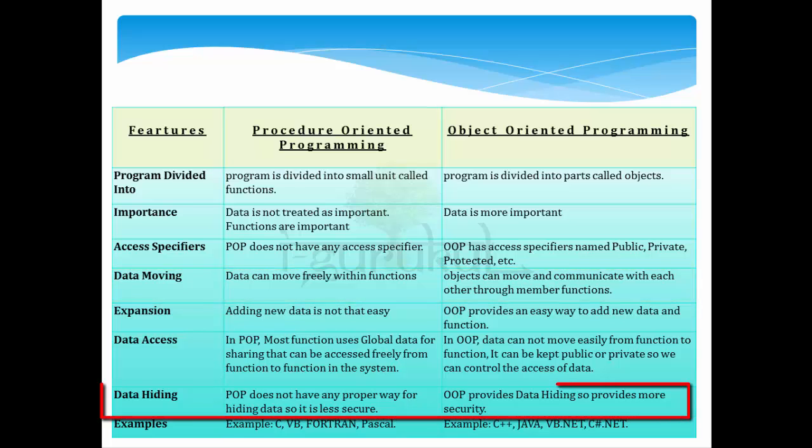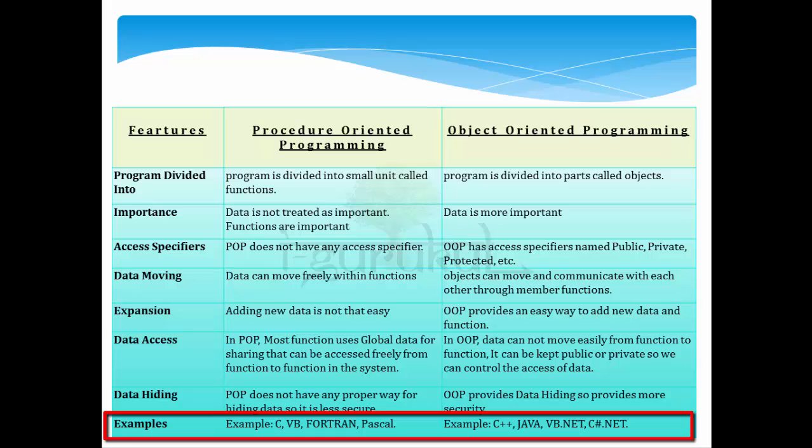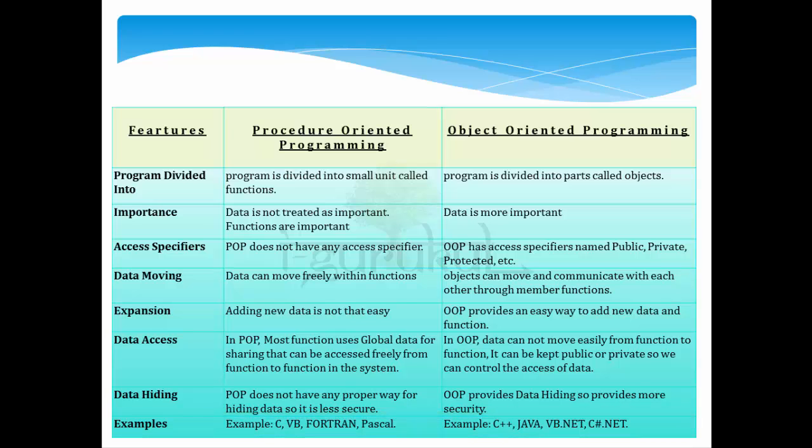Another important feature of the object oriented approach was data hiding. That means you can provide security to your data and application. In the last, you can see there are a few examples of procedure oriented programming languages and object oriented programming languages. So these are the basic things you have to know about object oriented programming, procedure oriented programming and Java.